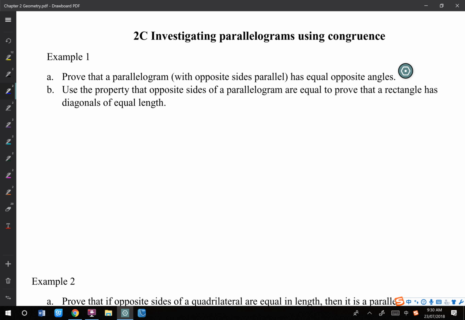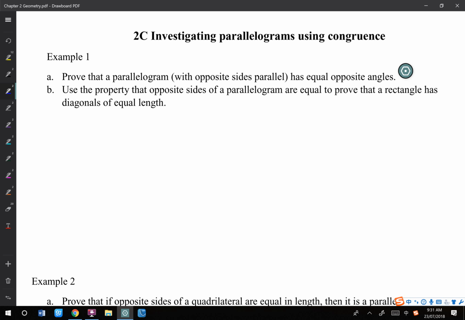About investigating parallelograms using congruence. Prove that a parallelogram... Okay, so it's written in the bracket. What is a parallelogram? What is written here is telling you what a parallelogram is, but it also tells you what you know. Okay, what information do you have?